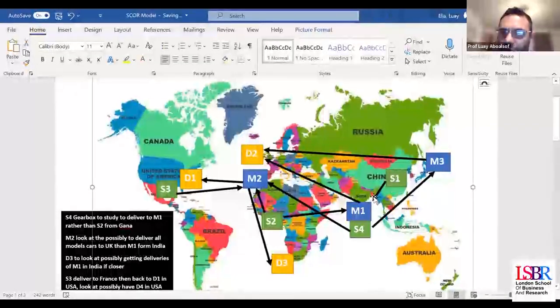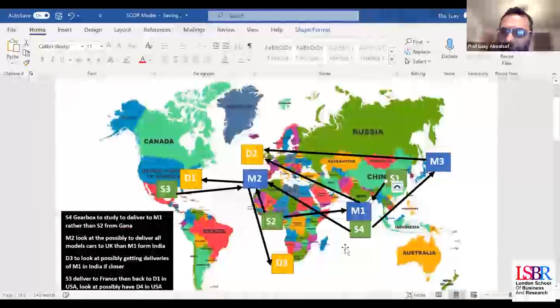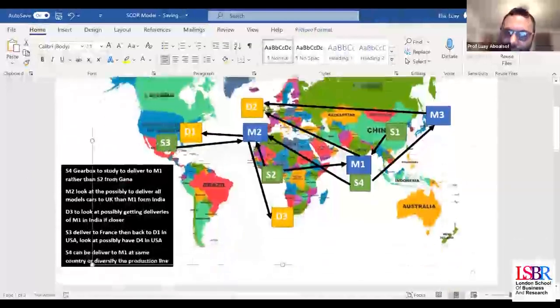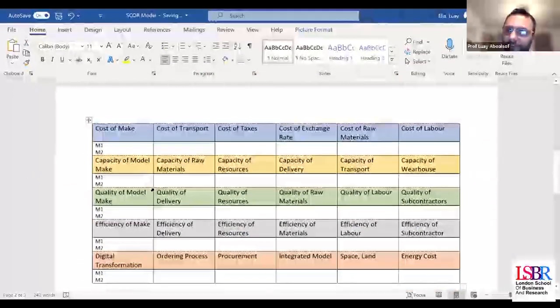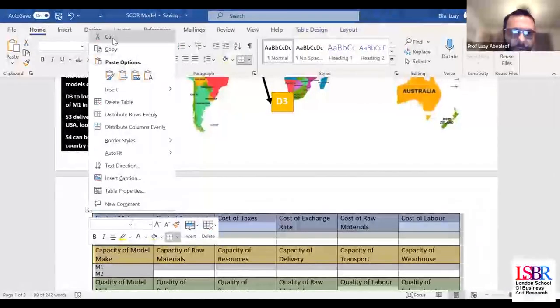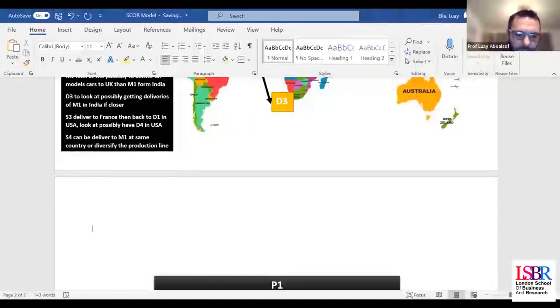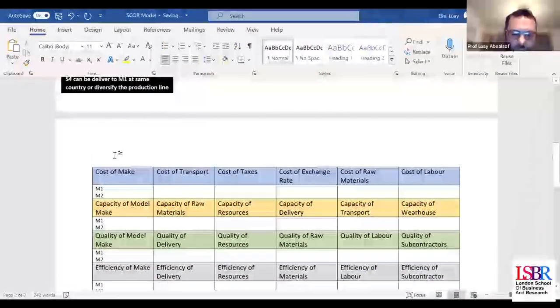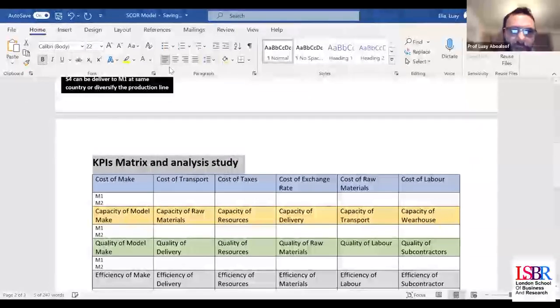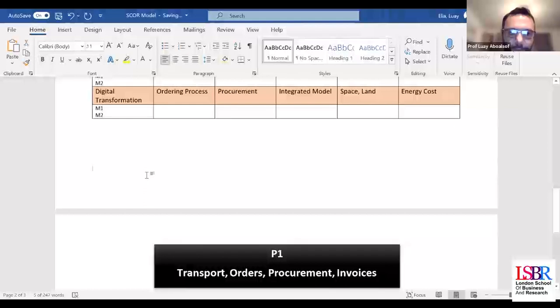So this is only to show you how you do global process mapping. You come up with your suggestions, then your KPIs, matrix, and analysis study. You will need to do all this. We will not decide based on one thing. Okay.